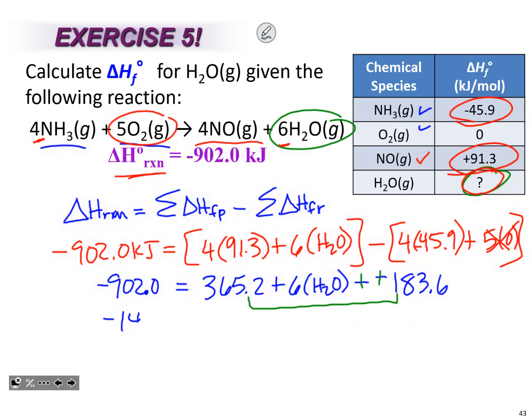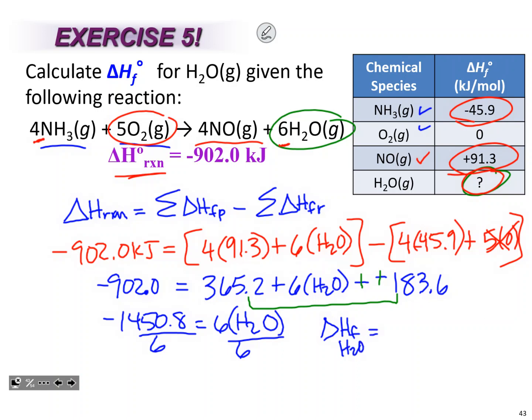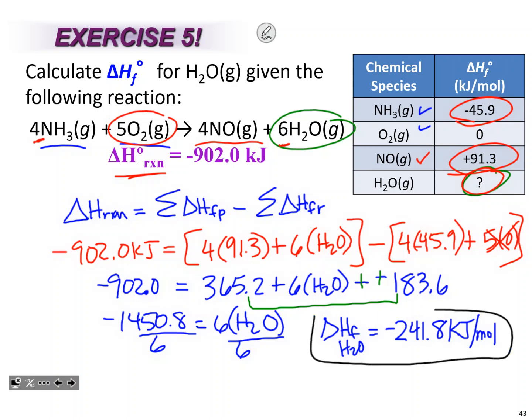And this, I'm getting negative 1450.8 equals 6 times the water amount, so we divide by 6. And we get for the delta H formation for our water, it ends up being negative 241.8 kilojoules per mole. So this is, of course, for the gaseous phase of water.